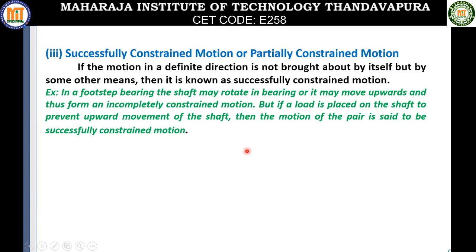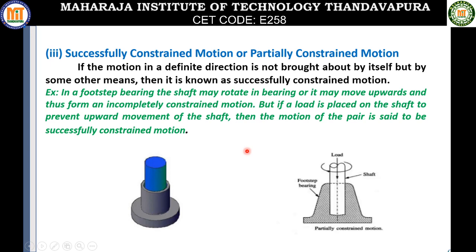The third type of constrained motion is called successfully constrained motion, or it is also called partially constrained motion. Here the motion in a definite direction is not brought about by the pair itself, but by some other means I can control the motion. Say for example, if I have a footstep bearing like this, here I have a shaft which can both rotate and also move upward and downward. It can slide upward and downward.